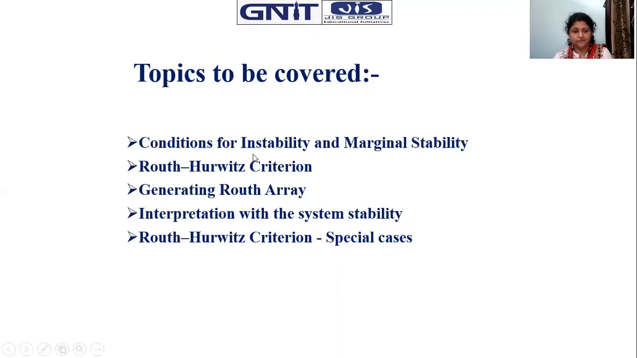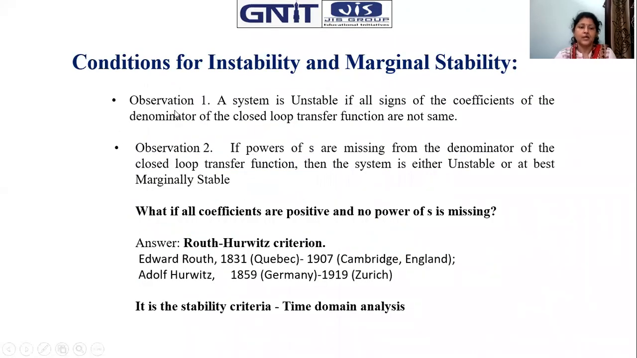Let's move into the slides. So, condition for instability and the marginal stability. First observation. What will be observation one? Observation one is that the system is unstable if all the signs of the coefficients of the denominator of the closed loop transfer function are not the same.